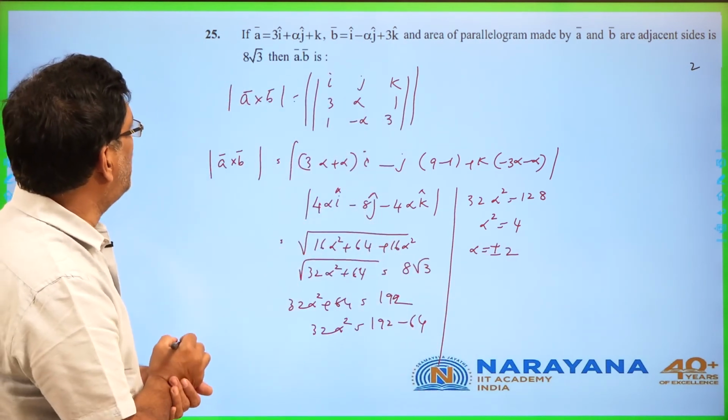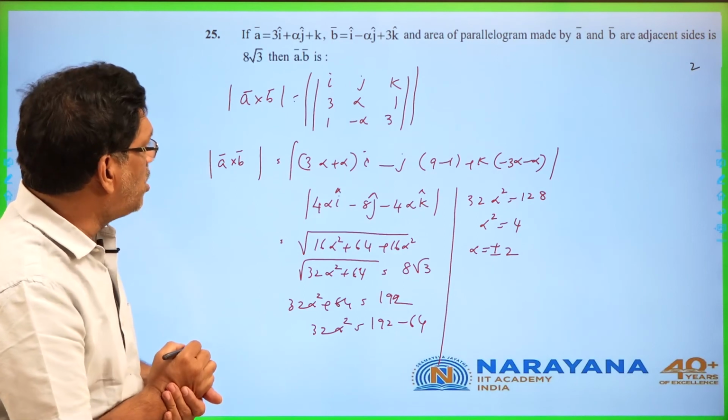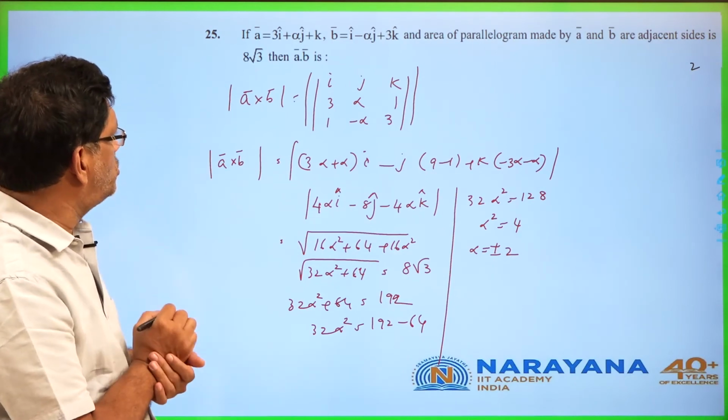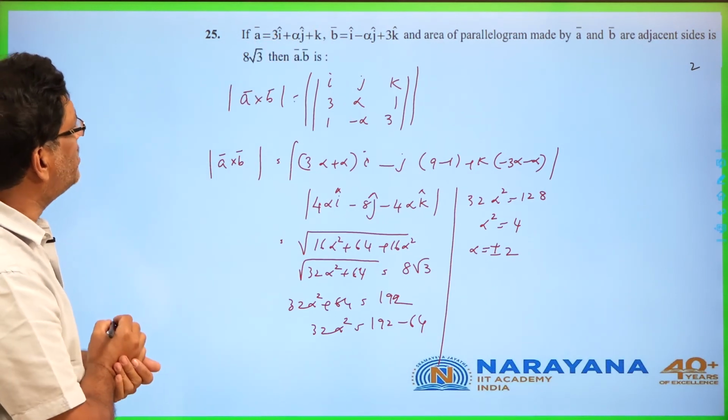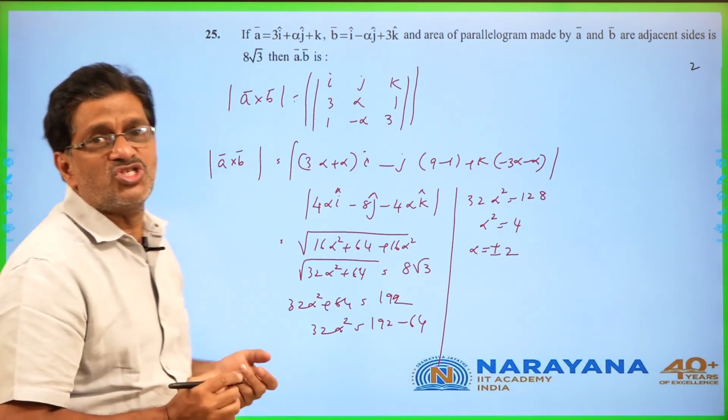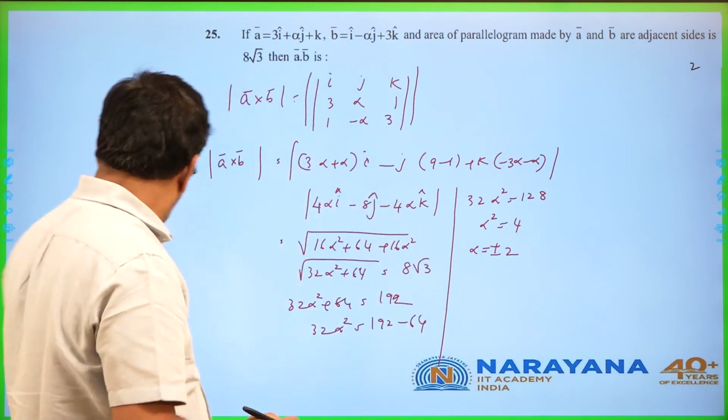Then he is asking A dot B. Come on, find out A dot B. I have given the alpha, substitute there. Accordingly, you will get: if this becomes plus, that becomes minus. Hardly there is any change. Okay, this is question number 25. Then go to the next question.